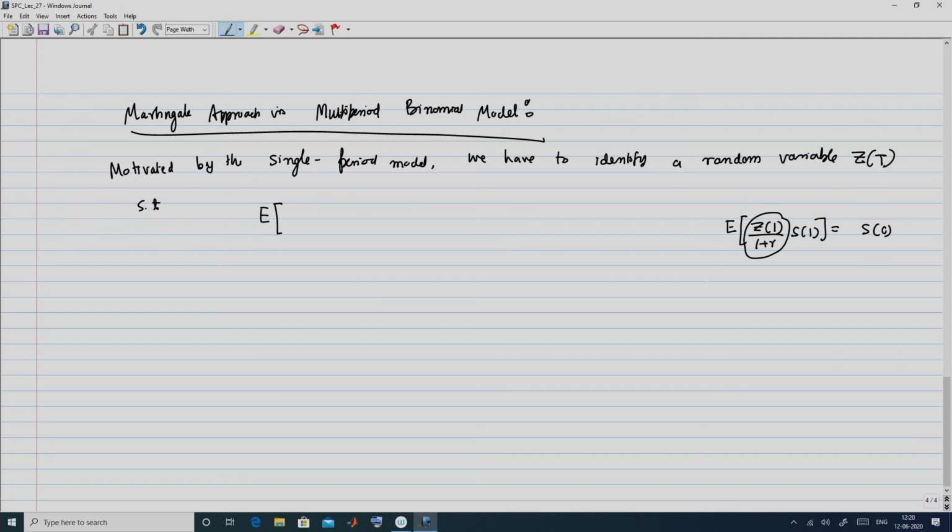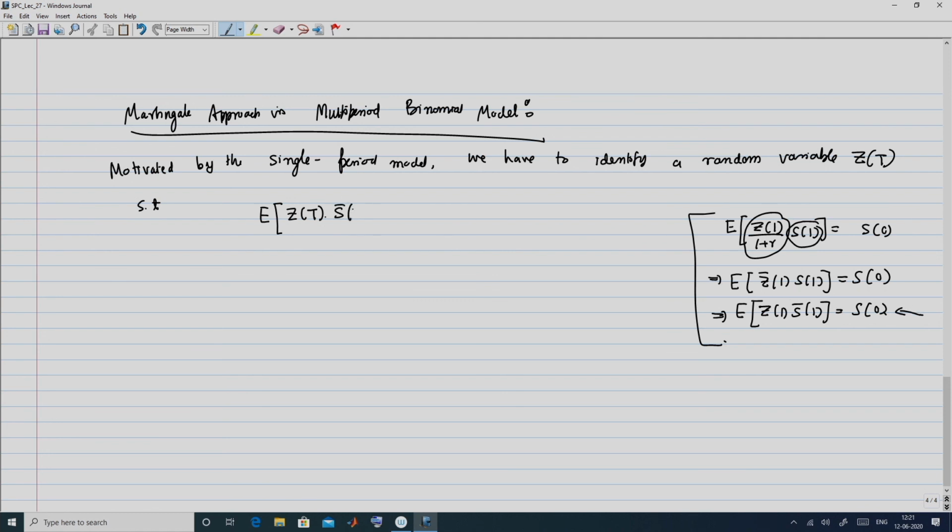Now z 1 over 1 plus r can be written in the form of E of z bar of 1 into s 1 is equal to s 0. So motivated by this, we now take the expected value of z of t, and now instead of dividing z 1 by 1 plus r, I can divide s 1 by 1 plus r. In which case this form is going to be z of 1 into s bar of 1 is equal to s of 0. So, motivated by this form, we get that E of z t into S bar of t is going to be equal to S 0, where this newly introduced notation S bar at any generic time little t is given by S of t over 1 plus r raised to small t.